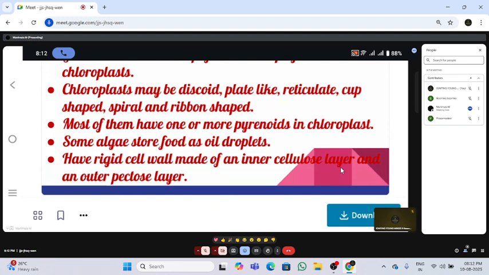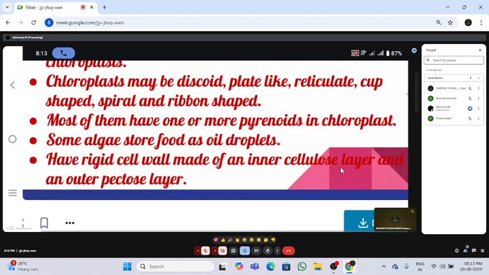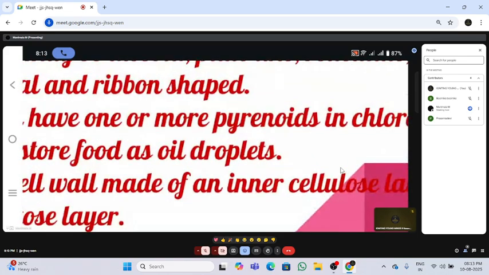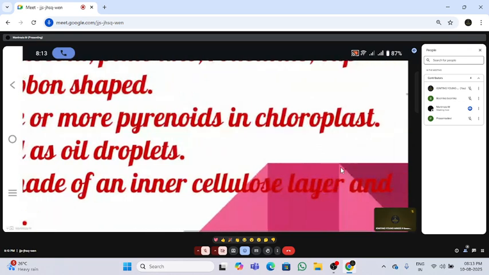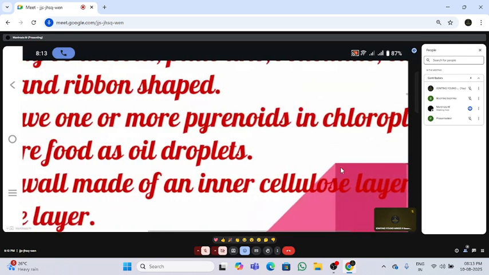And the reserve food material. Most of them have one or more pyrenoids in the chloroplast. Some algae store food as oil droplets. So here the reserve food material in Chlorophyceae is starch, stored in the protein body called pyrenoids. In the pyrenoids only starch will be stored. This pyrenoid is located in the chloroplast.